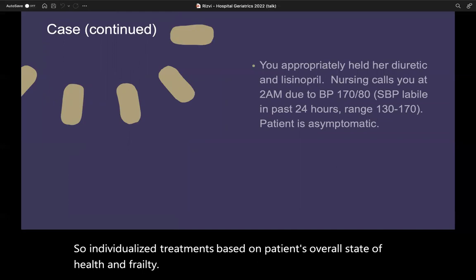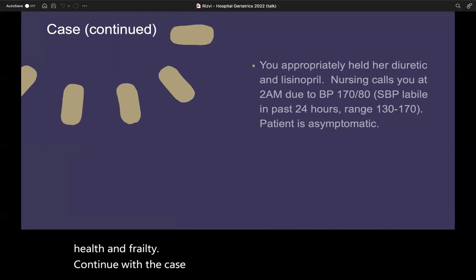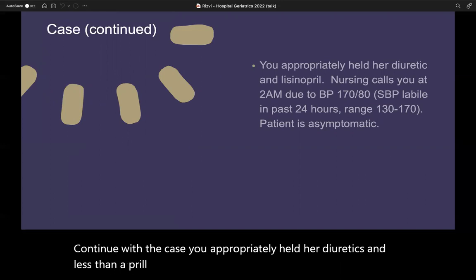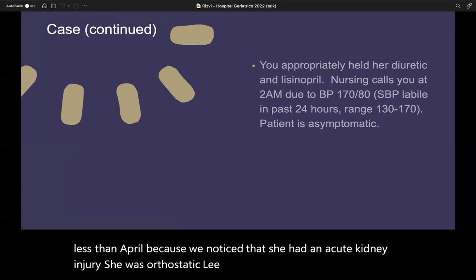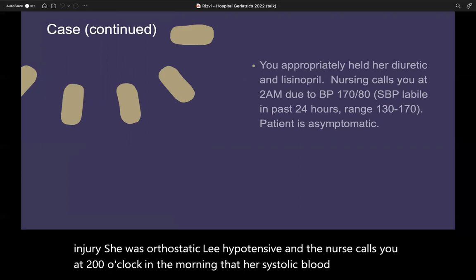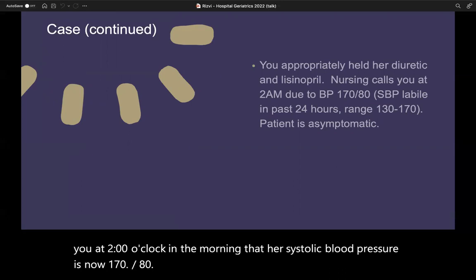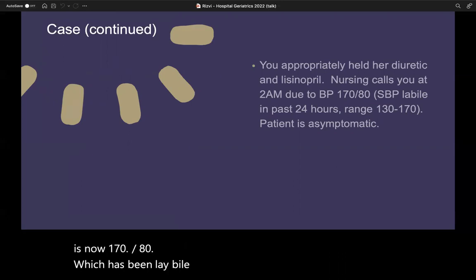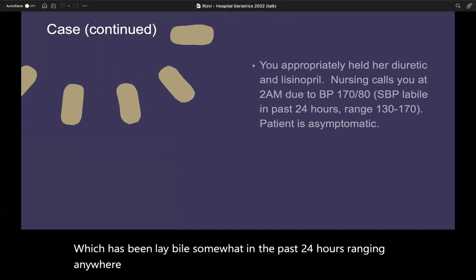Continuing with the case, you appropriately held her diuretics and lisinopril because we noticed that she had an acute kidney injury. She was orthostatically hypotensive. And the nurse calls you at 2 o'clock in the morning that her systolic blood pressure is now 170 over 80, which has been labile somewhat in the past 24 hours, ranging anywhere between 130 to 170. But the patient is asymptomatic. This is 2 in the morning.